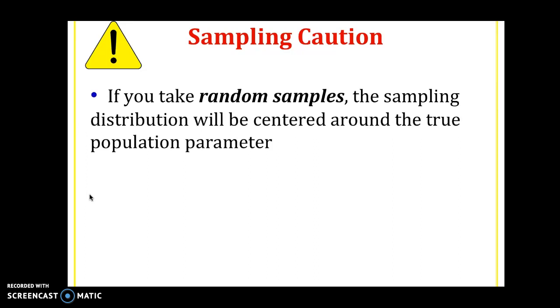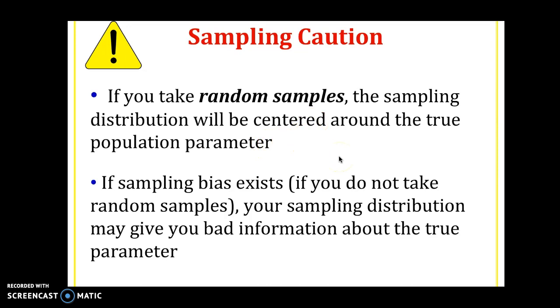Okay, one caution though. If you take random samples that are truly representative of the population, the sampling distribution will be centered around the true population parameter. It's actually a mathematical fact, and it's one of the most powerful statements in all of statistics. But the warning we want to talk about is sampling bias. If you do not take random samples, if there's a convenience bias or some other bias, you miss out on a subset of your population, then your sampling distribution may give you bad information about the true population parameter.